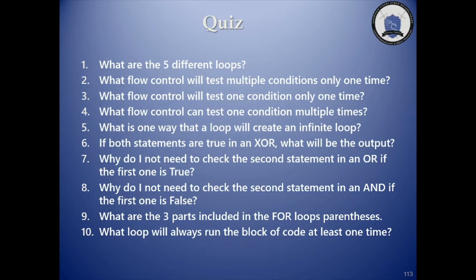And then number 9, what are the 3 parts included in the for loop? So in the parentheses there, the first part is the variable initialization, and the second part will be the conditional statement, and then the third and last part will be the variable modification. And then we have number 10, what loop will always run the block of code at least one time? So I'll accept either do while or do until for this one.